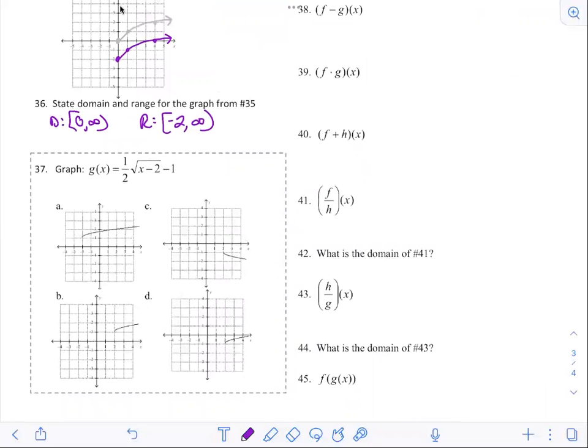Graph here, this one is what the test is going to look like with the multiple choice. So it's going to go right 2. We can cross out A because that one goes left 2. Then we're going to go down 1. We can cross out B because that goes up 1. So now we're looking at just C and D. C is upside down, which means that would need a reflection. If we're looking at this, our A value is 1/2. There's no reflection, so that's not going to be the right answer, and D is going to be our correct answer.